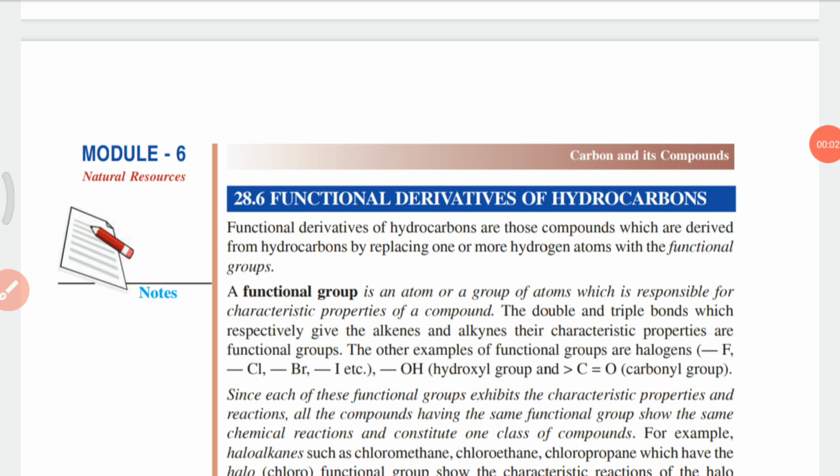In our previous class, we discussed the nomenclature of carbon compounds. Today we are going to discuss functional derivatives of hydrocarbons. Hydrocarbons means the carbon compounds which contain hydrogen and carbon only.